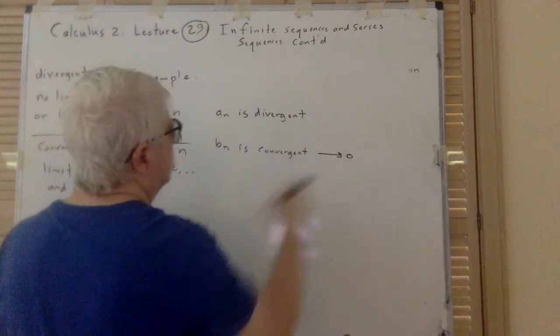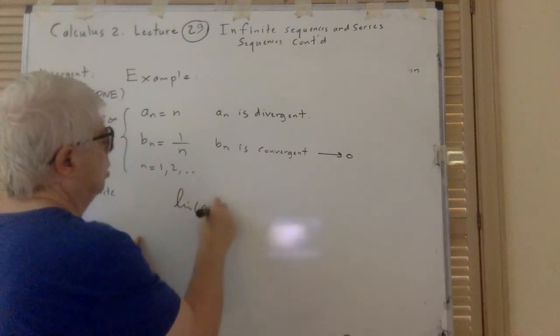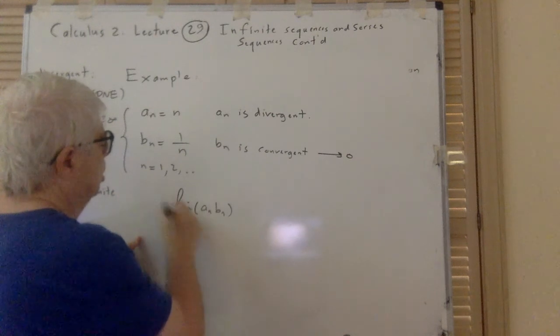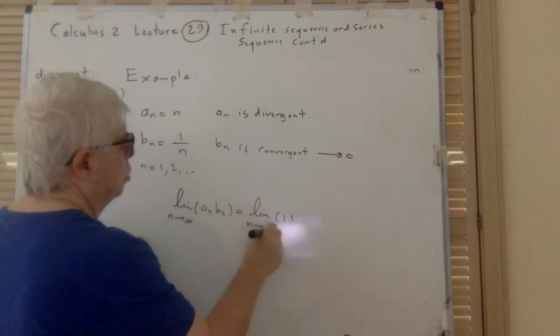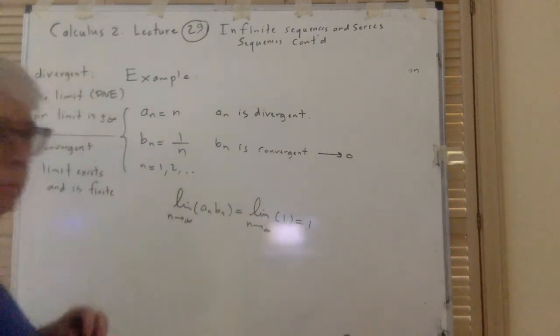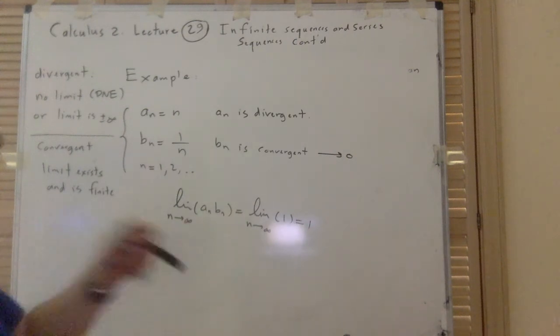It goes to 0, right? So well, let's look at this. The limit of an times bn as n goes to infinity will be like the limit of 1 as n goes to infinity, and it's 1. So this tells me that it can happen that one of them is divergent, the other one is convergent, but when you multiply them, you get a convergent sequence. So that assumption is essential over there to say that both of them are convergent.